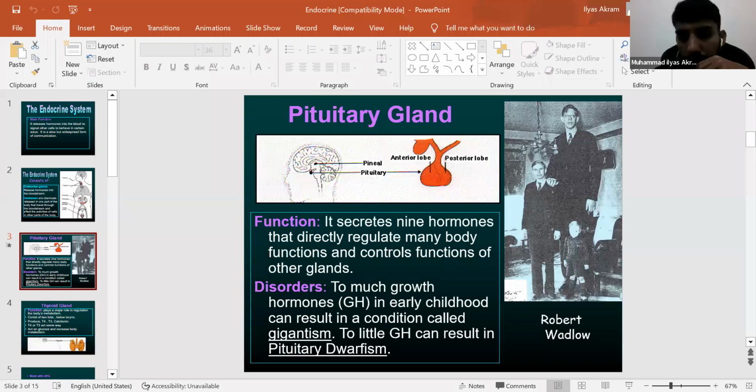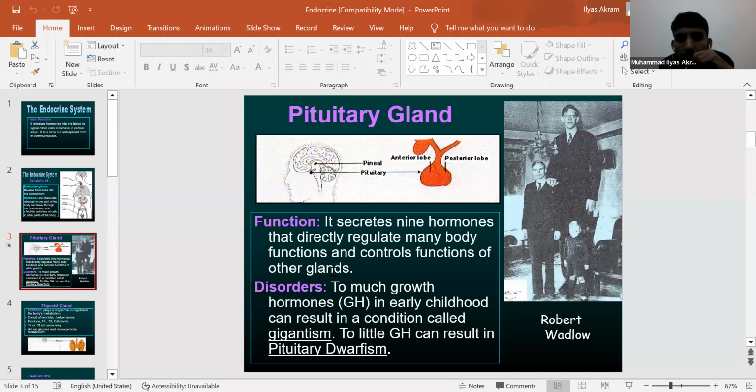The endocrine system has major glands. One of them is the pituitary gland. It has two lobes. One is the anterior lobe, while the other is the posterior lobe. The anterior is on the front side of the brain, while the posterior is on the back side of the brain. There is also a mid lobe between both of them. The function of the pituitary gland is to secrete 9 hormones that directly regulate functions of the other glands. Pituitary gland hormones control the other glands to secrete their secretions into the blood.